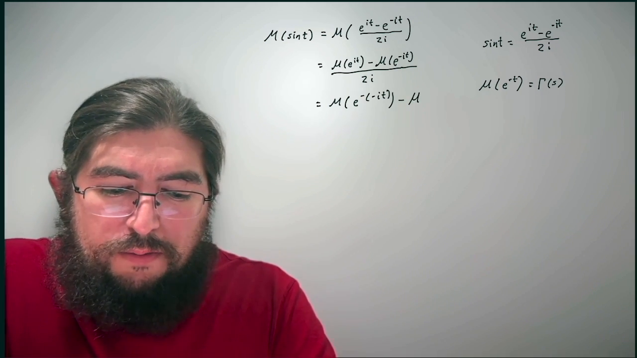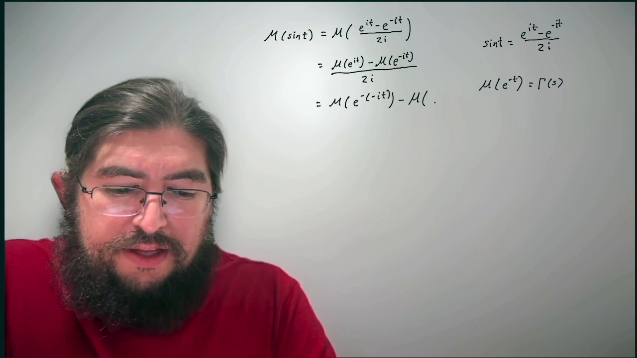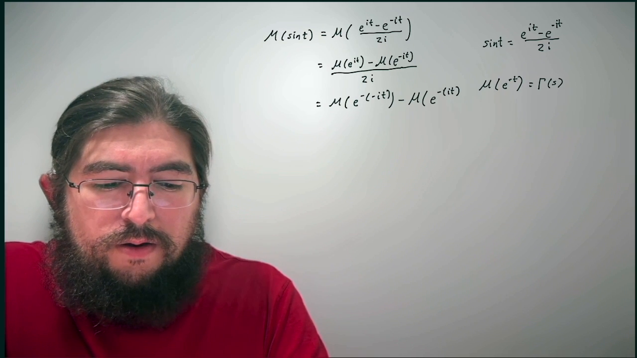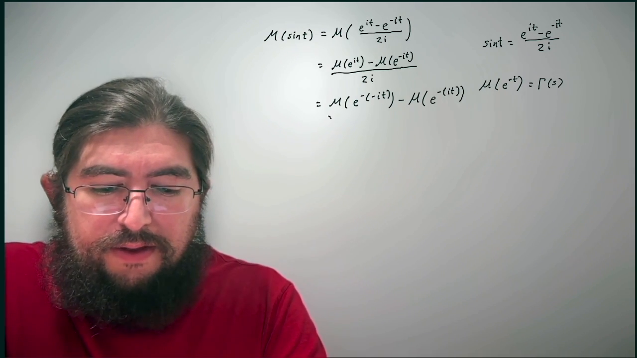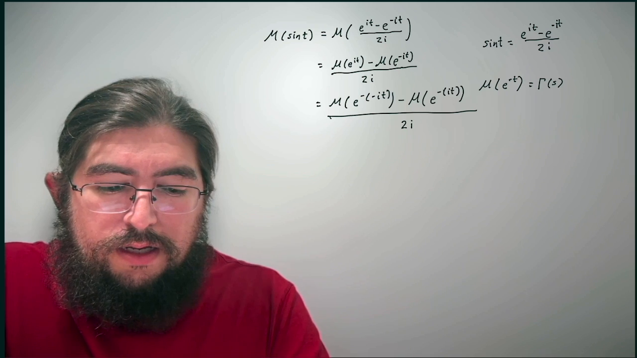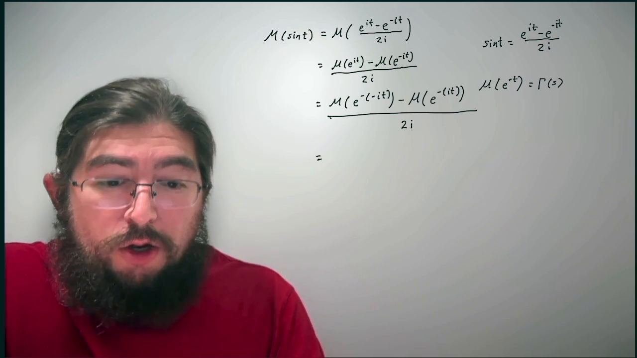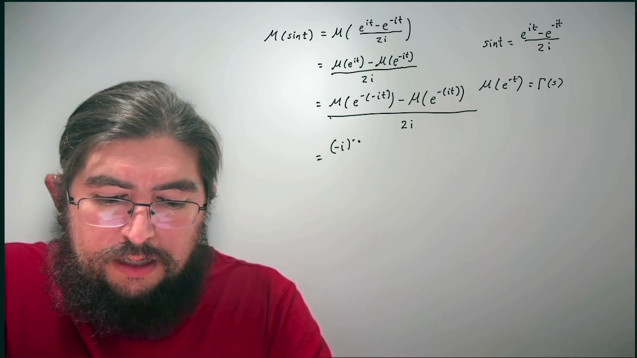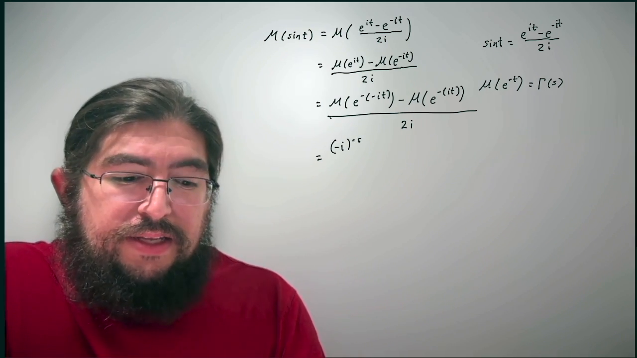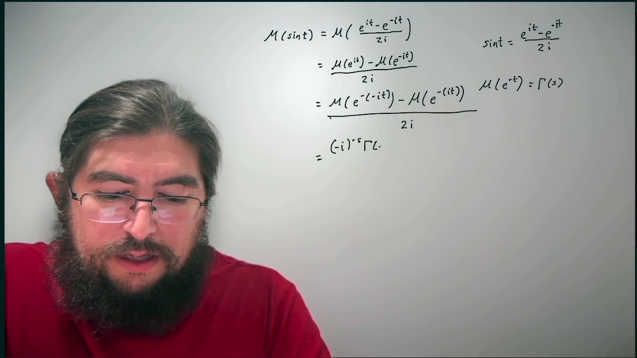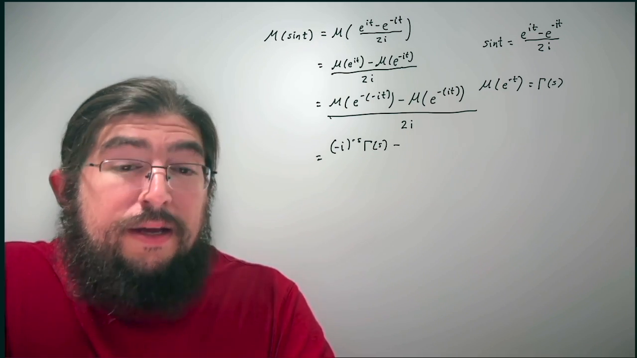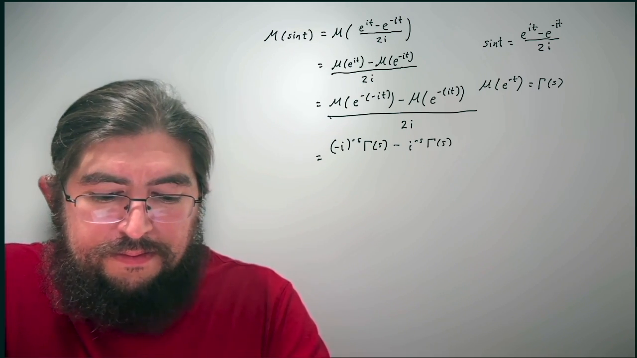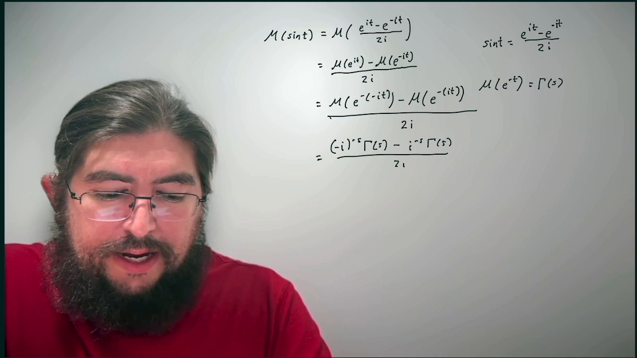And for this next one, it's a little more obvious because we have the negative already. This is just e to the negative i times t, where i is a in this case, from the property we saw on the last screen. So what we end up getting is negative i to the negative s times the Mellin transform of e to the negative t, which is gamma of s, minus, very similarly, i to the negative s times gamma of s, all over 2 times i.